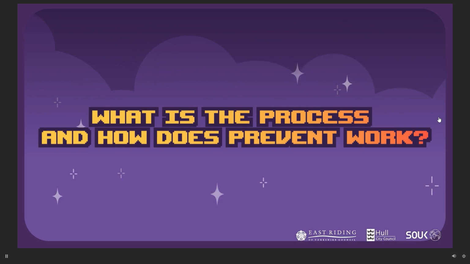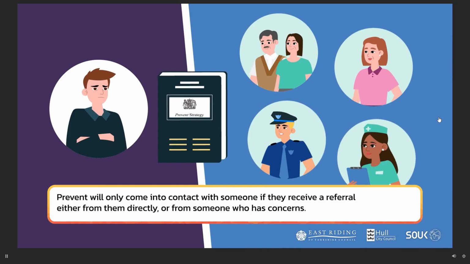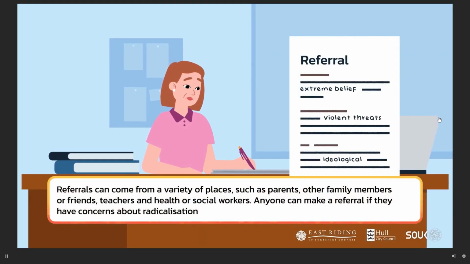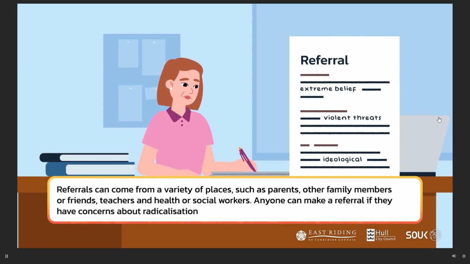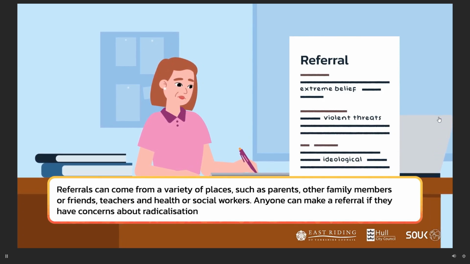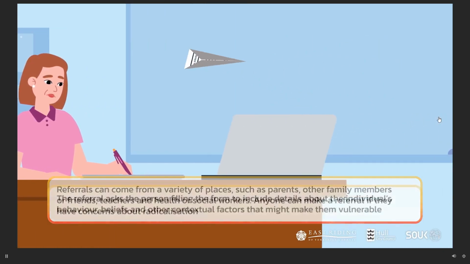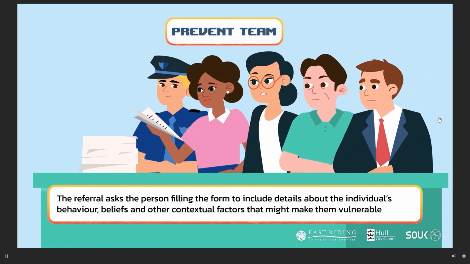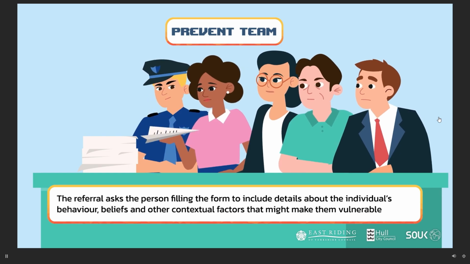What is the process, and how does Prevent work? Prevent will only come into contact with someone if they receive a referral, either from them directly or from someone who has concerns. Referrals can come from a variety of places, such as parents, other family members or friends, teachers, and health or social workers. Anyone can make a referral if they have concerns about radicalisation. The referral asks the person filling the form to include details about the individual's behaviour, beliefs, and other contextual factors that might make them vulnerable.